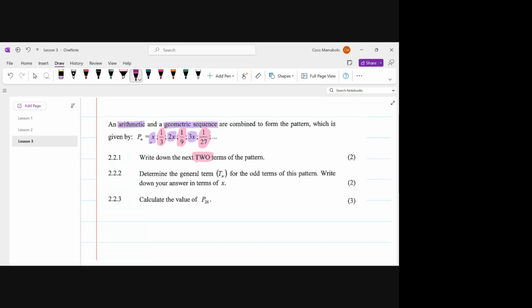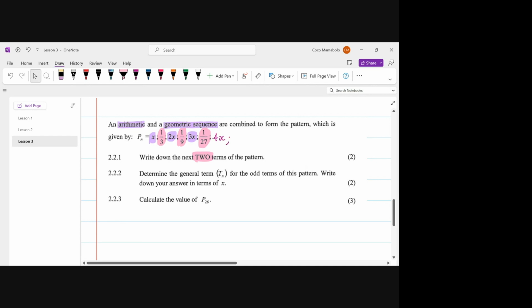So I see purple, pink, purple, pink, purple, pink. So I know that the next term needs to be purple. What is that number that goes in there? What is the term? That's it, Narisha. Lovely. It's 4x. Right, so I know that my next term is 4x.